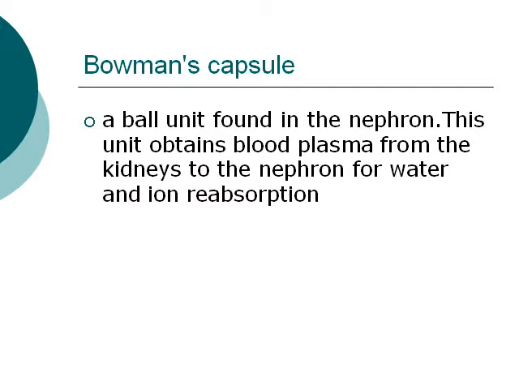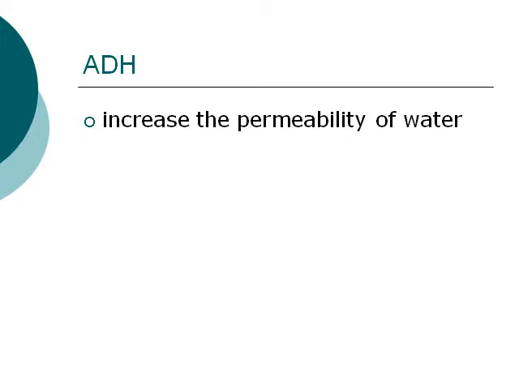The Bowman's capsule. The Bowman's capsule is a ball unit found in the nephron. This unit obtains blood plasma from the kidneys to the nephron for water and ion reabsorption. ADH. ADH is more from the endocrine system than the excretory system, but its purpose is actually for the excretory system. It increases the permeability of water.